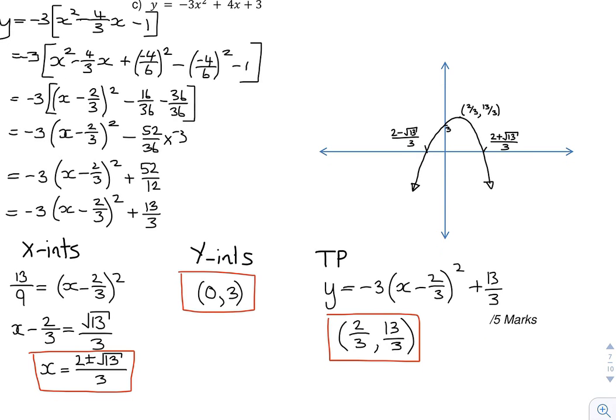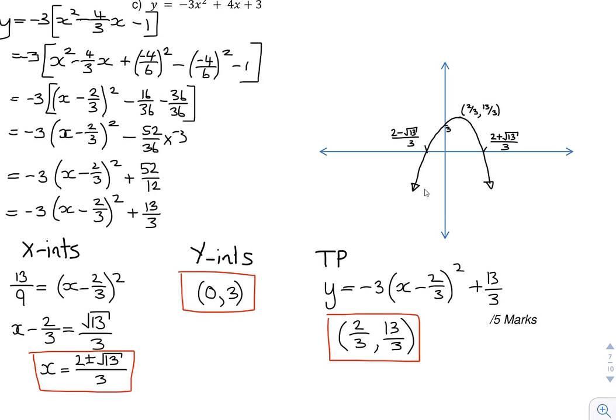Now, in order to graph this, in my calculator, I get an approximation for 2/3 minus root 13/3 and for 2/3 plus root 13/3, and I can plot those 2 points. I can plot my y-intercept at 3 and a point for my turning point at 2/3, 13/3. Connect the dots into a parabola and it's graphed.